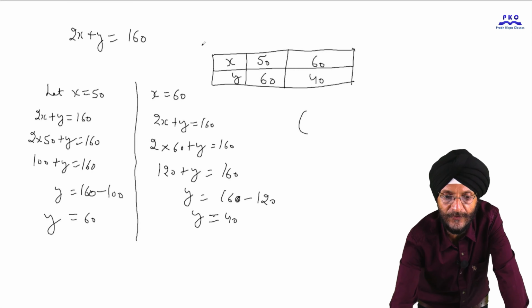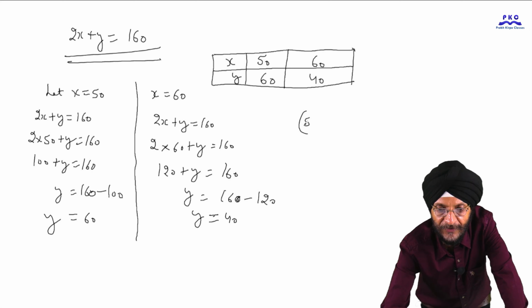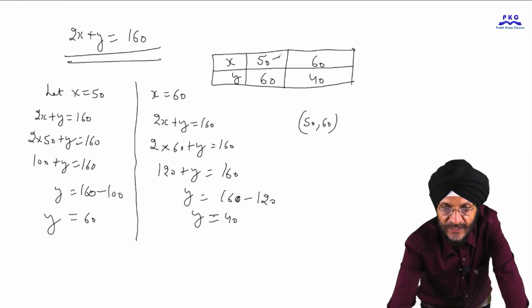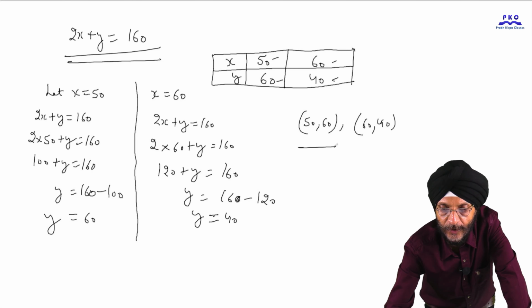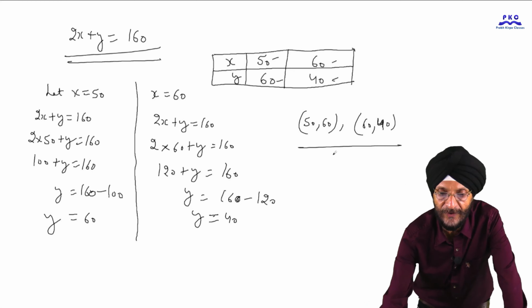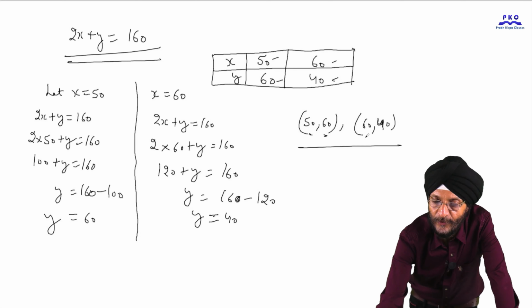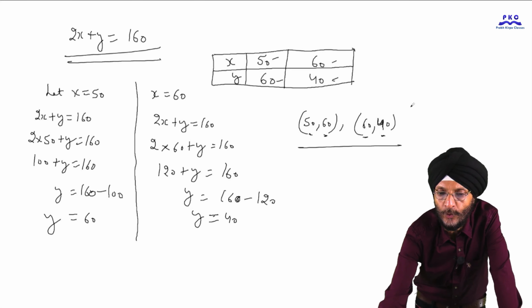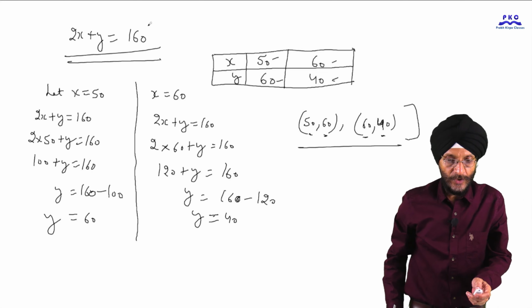So what are the solutions we have arrived at in respect of this equation? These are the solutions: 50, 60 first, and next is 60 and 40. As already told, when we write the solutions, firstly we write the value of x, then the value of y. And again, when we write the second solution, the value of x comes first, then the value of y. So these are the two solutions in respect of the equation 2x plus y is equal to 160.